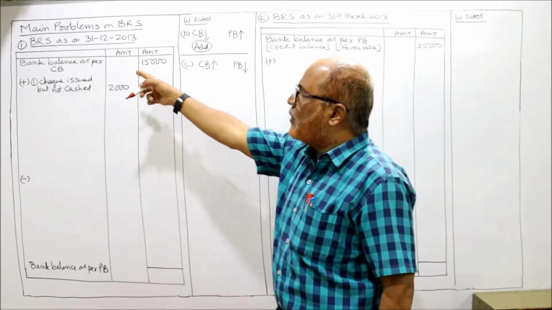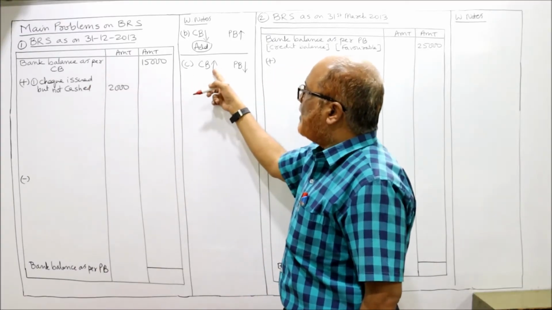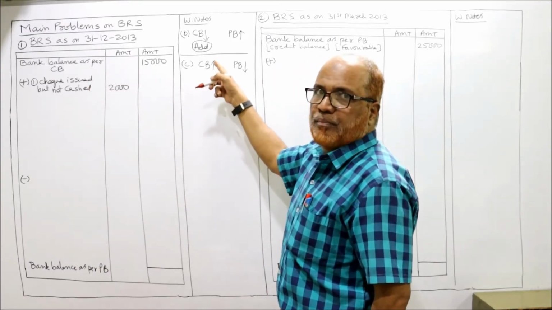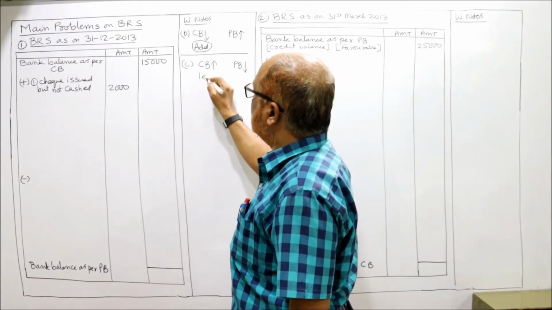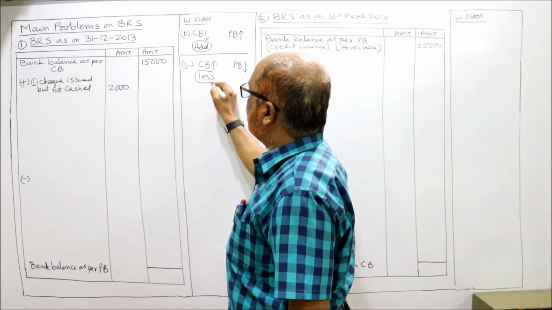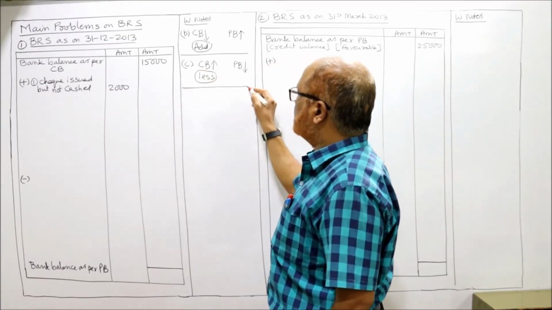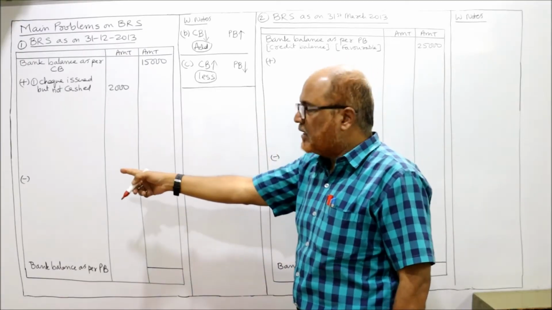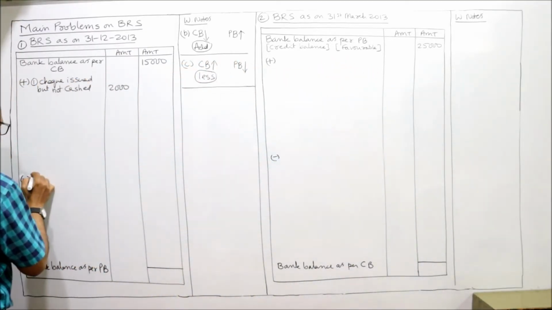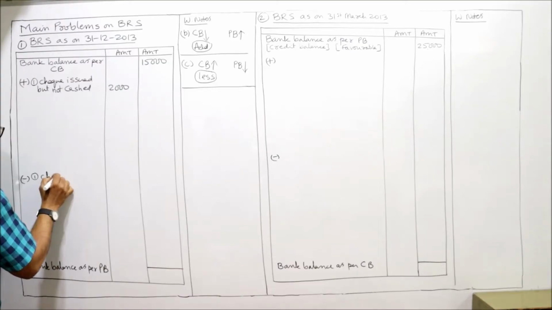So our starting point is the cash book balance. The cash book balance is showing more amount. So what we have to do is deduct. Now the less items I am writing here. Checks deposited.